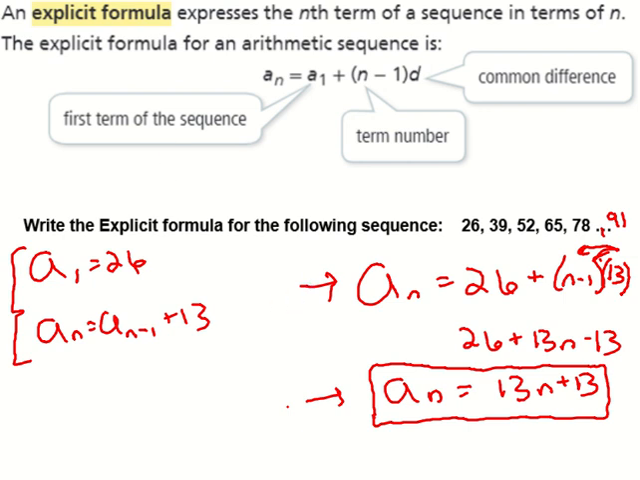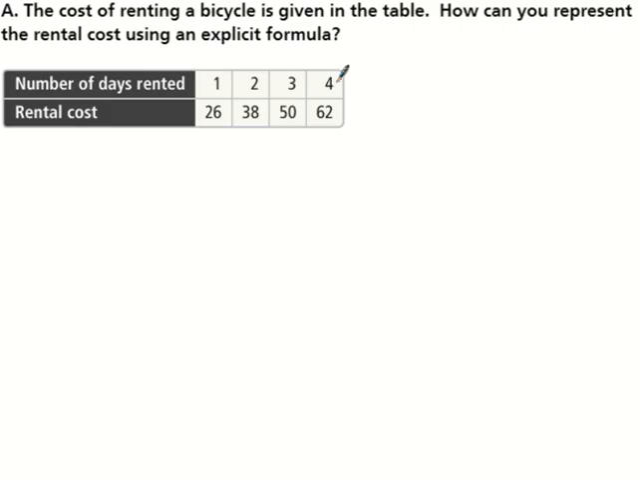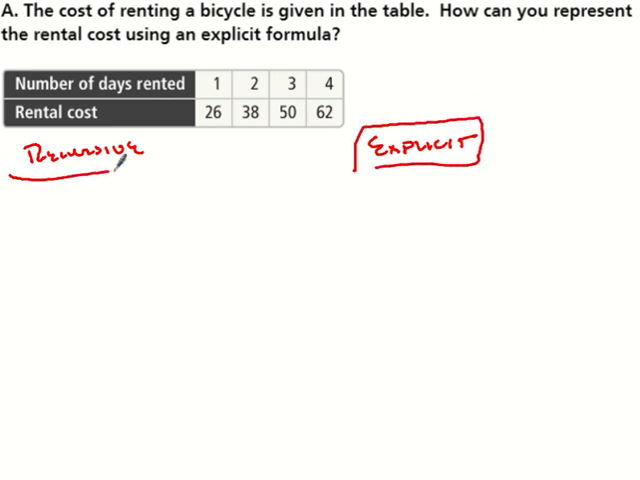Okay, we're going to look at another example here. I actually want to use this as an example to write both recursive, and I also want you to write explicit. So see if you can try it on your own real quick. I know we've only seen one example, but I think if we look at it, it should be pretty simple to just plug in. So try it, pause it, see how you do.